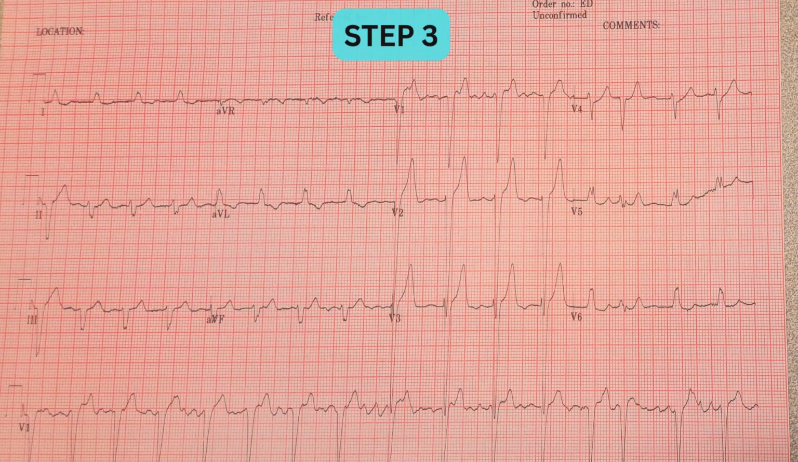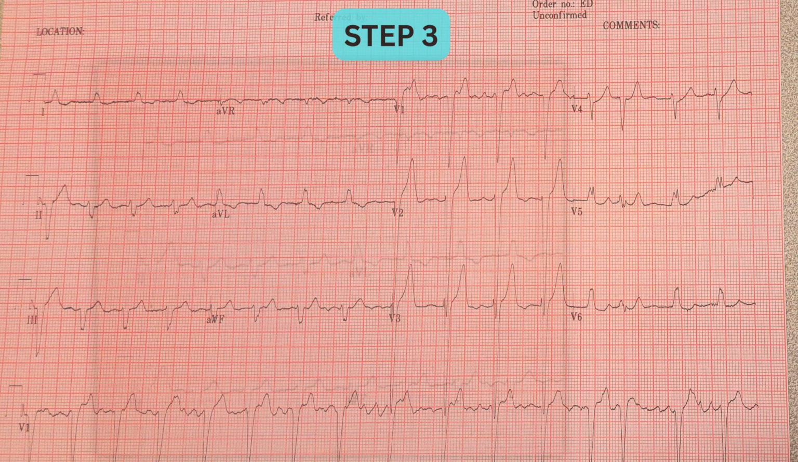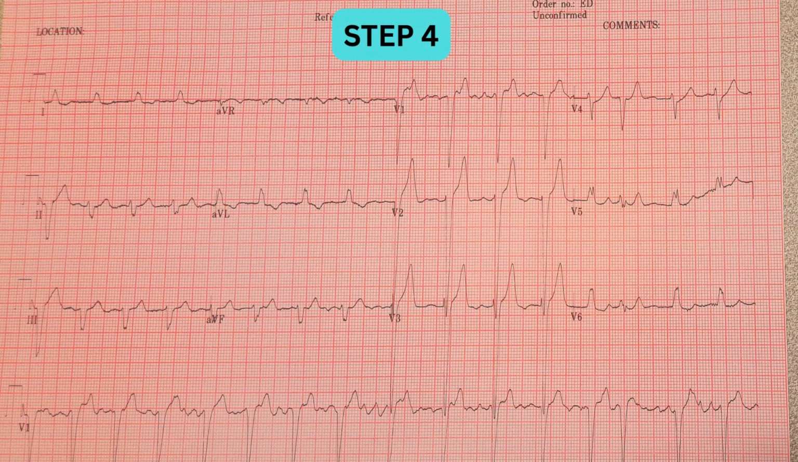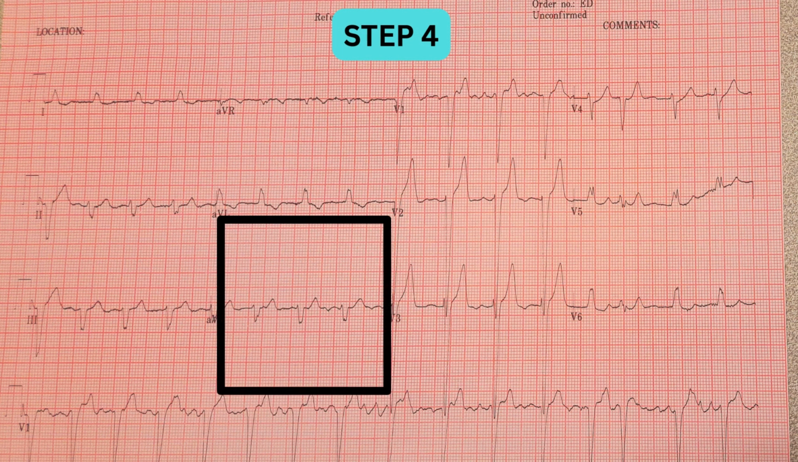Step 3. Look for absence of septal Q waves. In normal conduction, septal depolarization creates small Q waves in left-sided leads 1, aVL, V5 and V6. In left bundle branch block, septal Q waves are absent because activation moves right to left instead of left to right. Step 4. Check for left axis deviation, which is sometimes present. Left bundle branch block may shift the axis leftward, but this is not a diagnostic criterion, just a support.